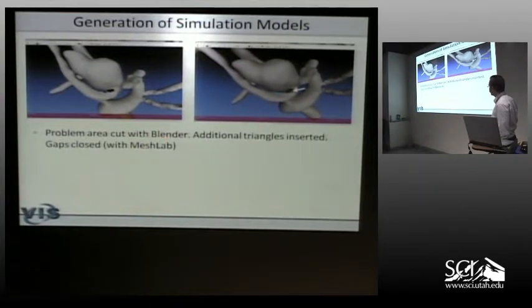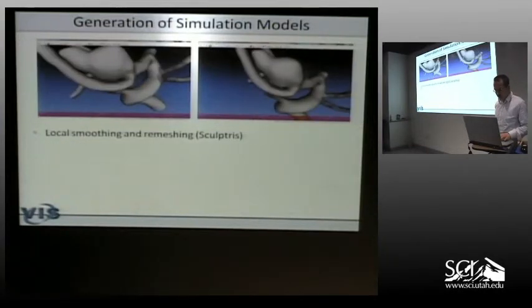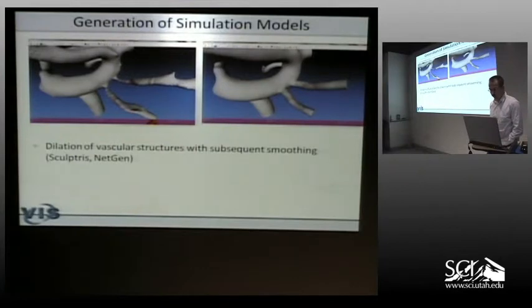Blender is one of the tools we used in order to increase the distance here, which was necessary, that is the color-coded region here, and also to enlarge these side branches. Some gaps occur in this process, and MeshLab is a tool which is quite good in closing them. And we later have to smooth these regions and also to remesh them. You see here that there is a much larger triangle density in this area and also in this area where we applied these corrections. This would lead to a very inhomogeneous triangle size, which is not acceptable for the simulation. So here is the remeshed version, which is accomplished with the Sculptris tool.